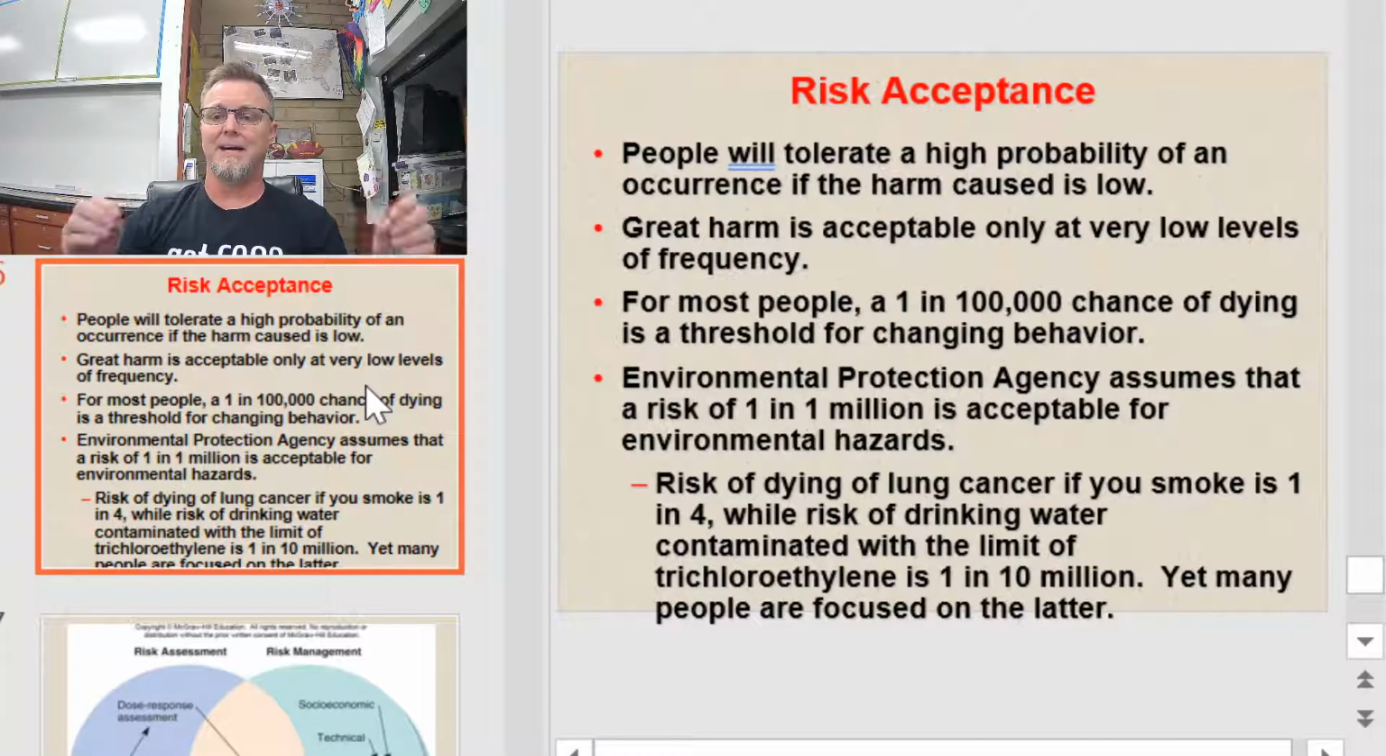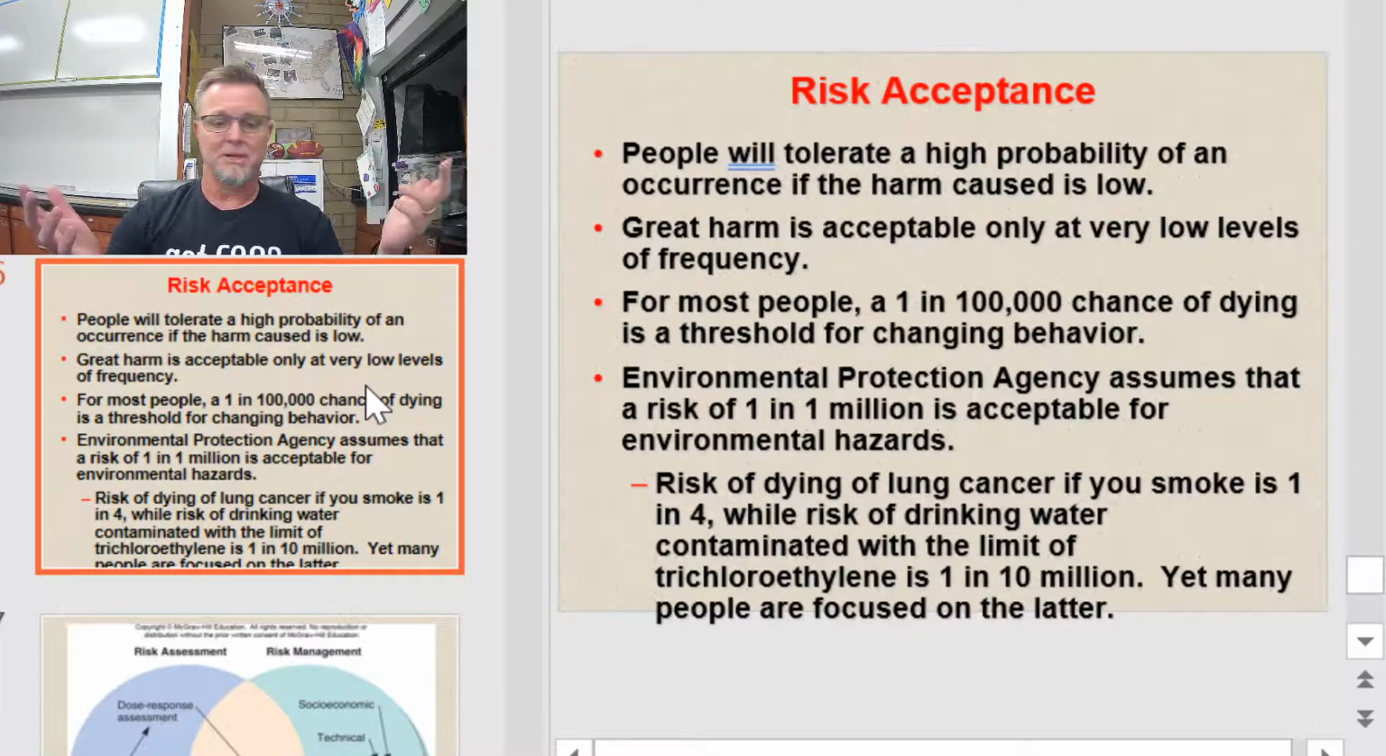People will tolerate a high probability of occurrence if the harm caused is low. Great harm is accepted only at very low levels of frequency. For most people, if I were to tell you you have a 1 in 100,000 chance of dying, that might be a threshold for changing a behavior. If I told you your risk was 1 in 1 million, then people would be like, right? So, like it says here, the risk of dying of lung cancer if you smoke is 1 in 4, while the risk of drinking contaminated water with the limit of trichloroethylene is 1 in 10 million.